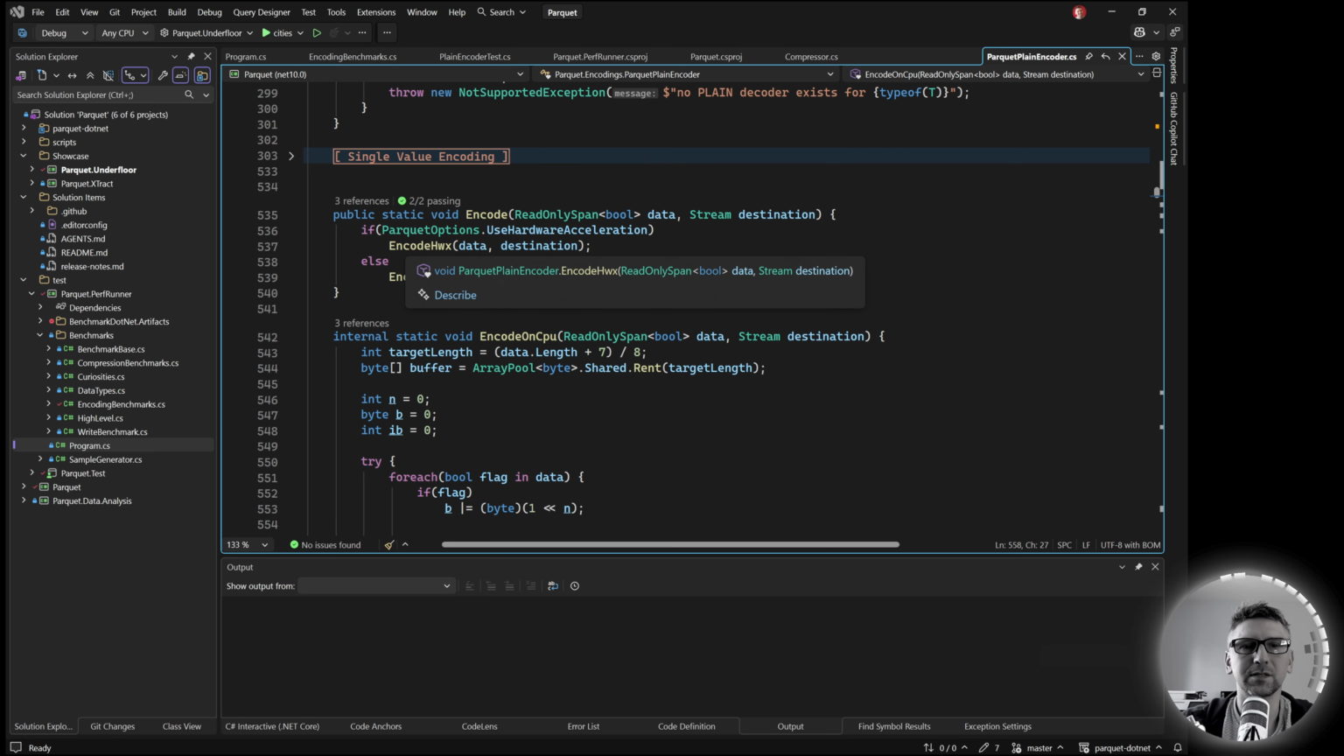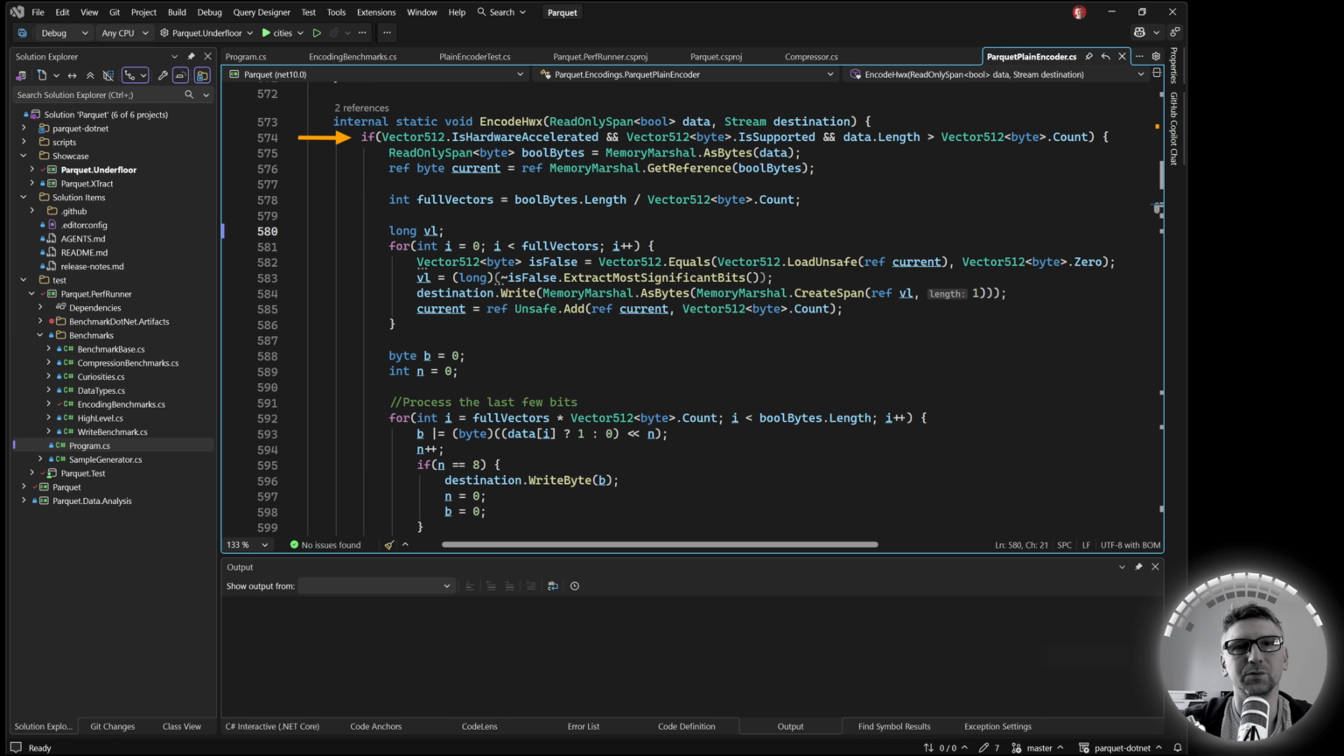The way it works is, first I will check that hardware acceleration is enabled, and if it is, I will start splitting the incoming data into a set of vectors. This is how many vectors I will have. Based on the size of the incoming data, I will load each vector from the incoming data array and then use the hardware accelerated instruction, extract most significant bits, which essentially returns you a number so that I can write that number back to the destination stream, and so on and so on.